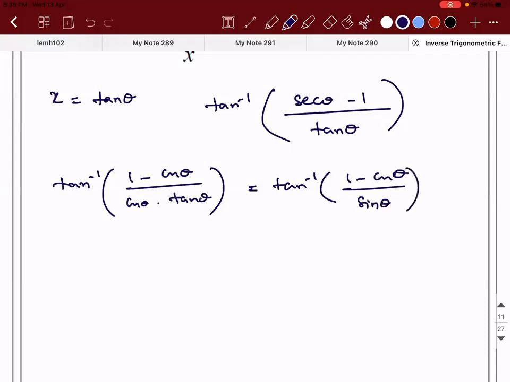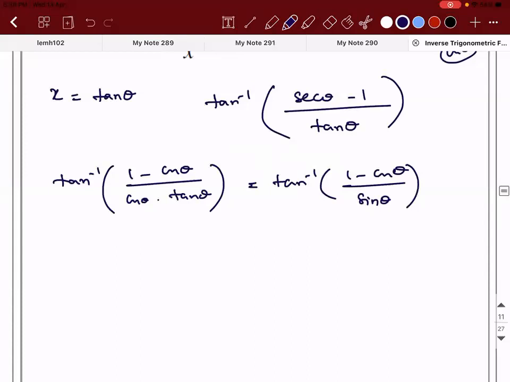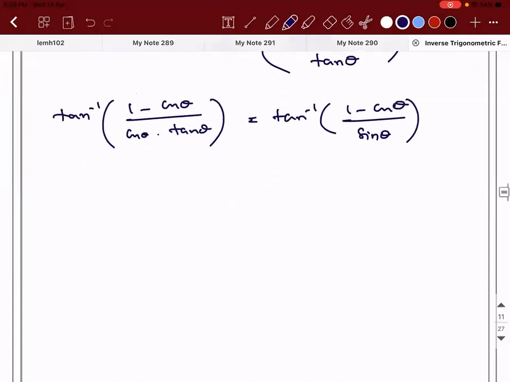Any doubt, guys? I skipped certain steps. Just check it once and let me know if there is anything not clear. So when I put x is equal to tan theta, root of 1 plus tan square theta is secant square. Secant square under a root is secant. So secant minus 1 divided by x, that is tan theta. So secant I wrote as 1 by cos theta. When I take LCM, I get 1 minus cos theta by cos theta. So this cos will get multiplied with tan. So 1 minus cos theta by sin theta. So till here it is simple. Now what are we supposed to do?